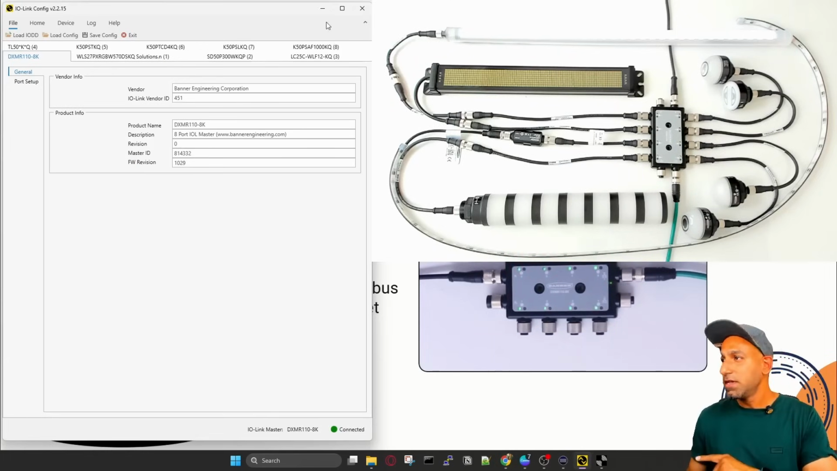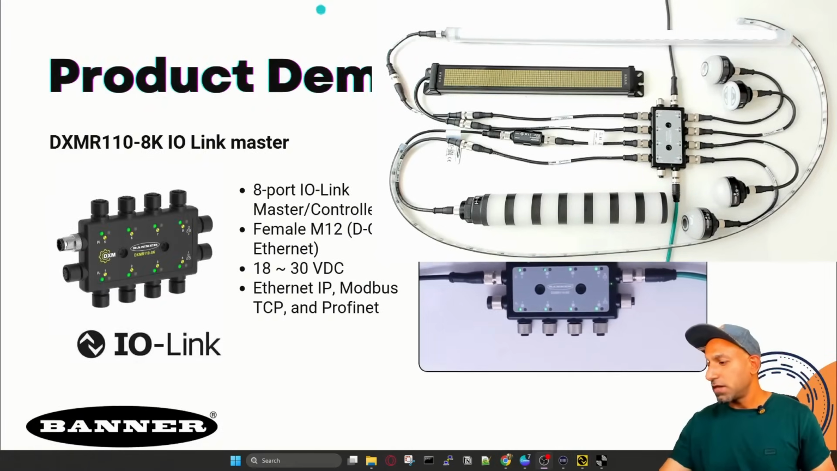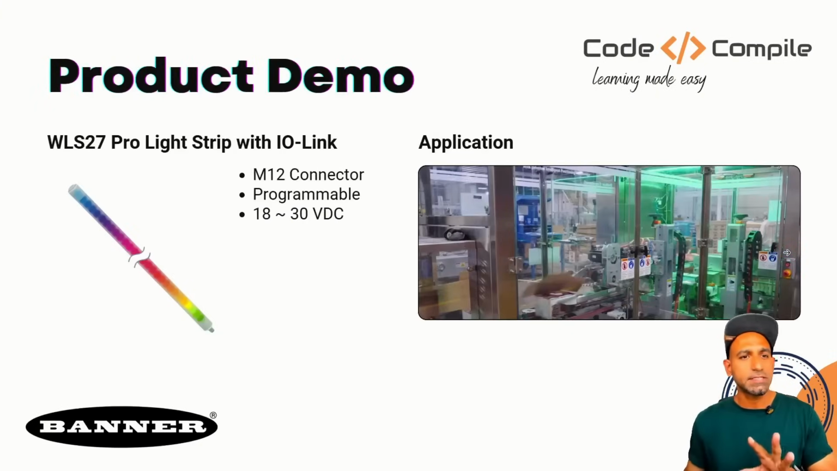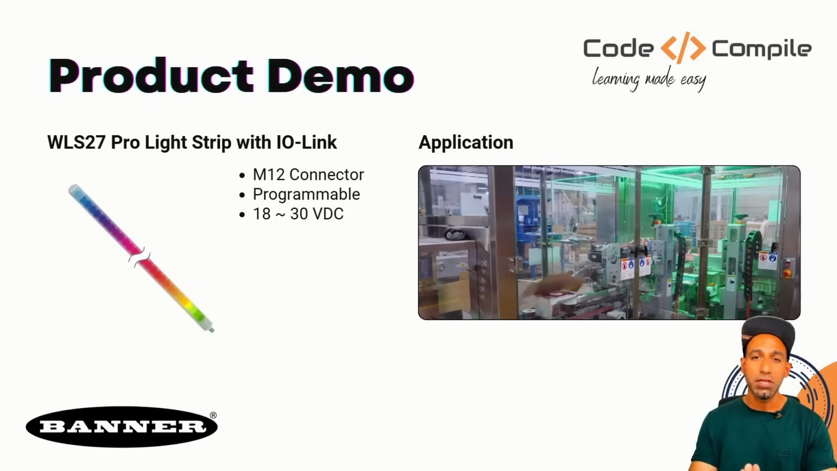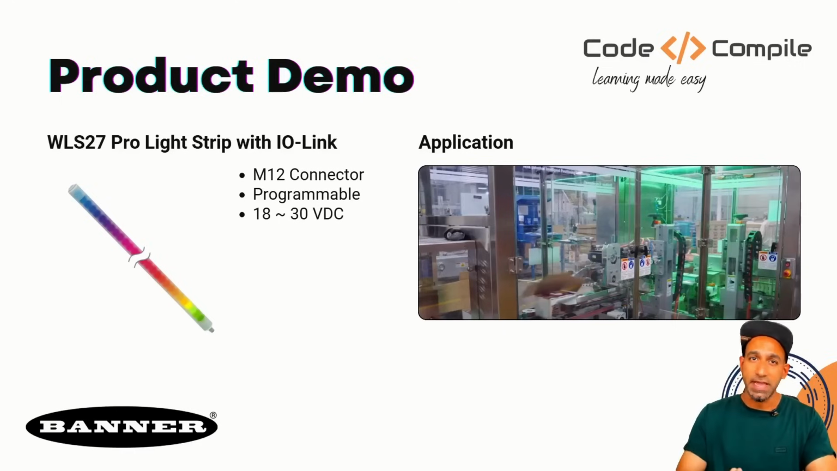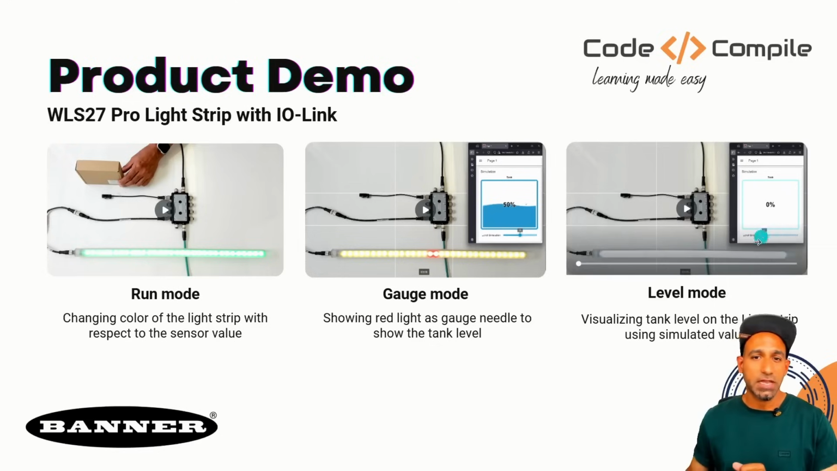All right. So now I'm going to jump to the first device we're going to talk about today. So let's skip to the next slide. This is WLS27 Pro light strip with IO-Link. All right, this light strip can be used to indicate the status of a machine. This is a typical application, but you can also use it as a level mode, as a gauge mode, as a segment mode. All right, so let's see 3 tiny examples which I created for you.